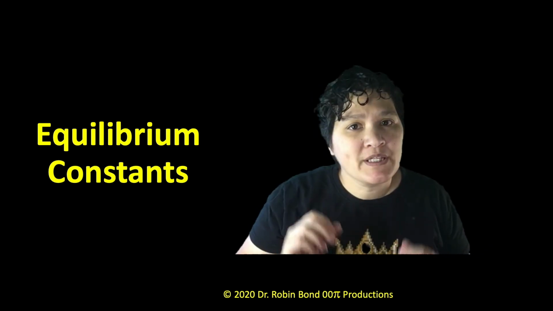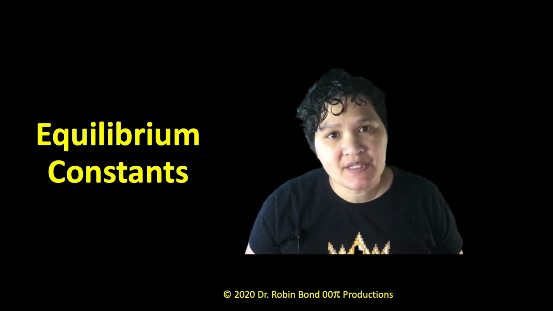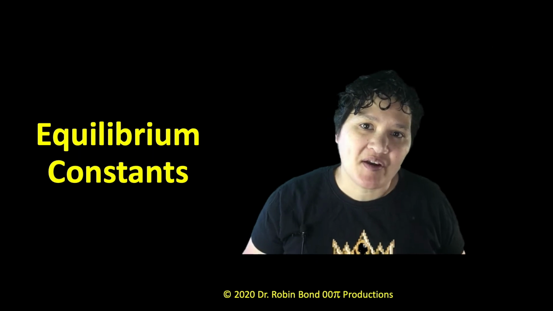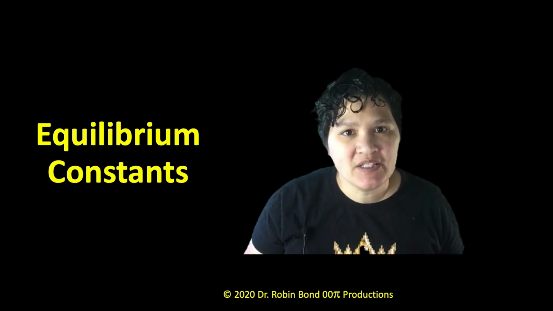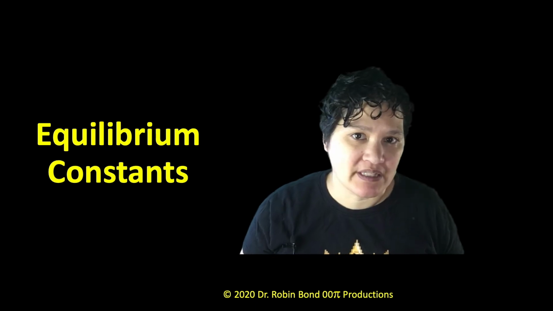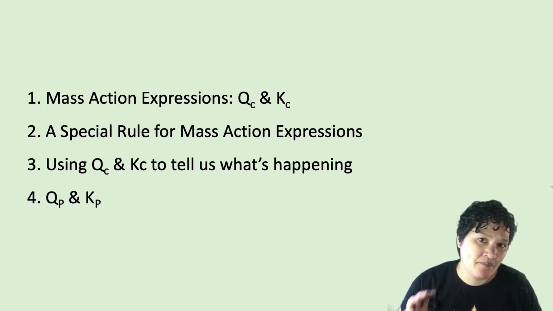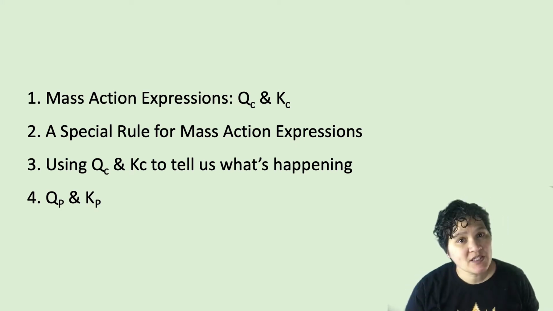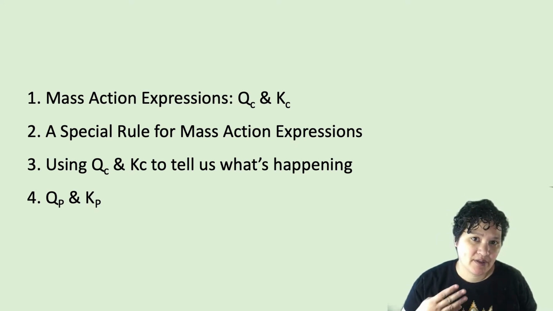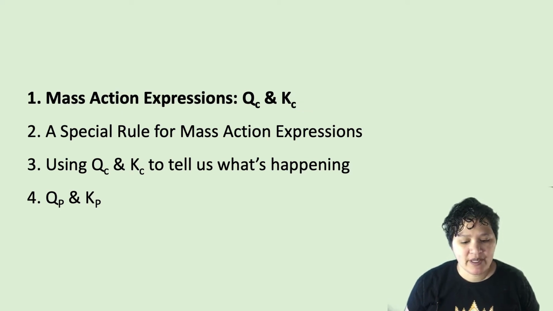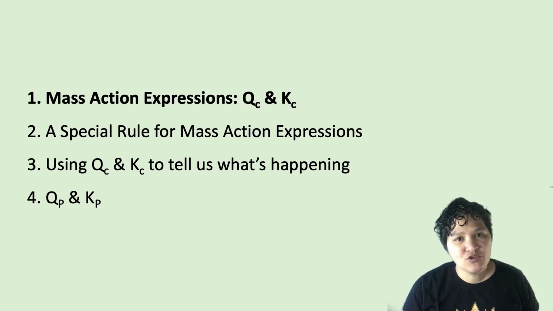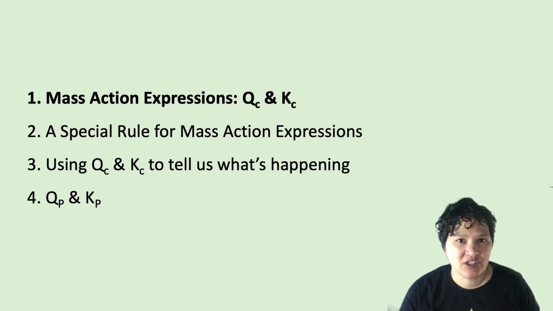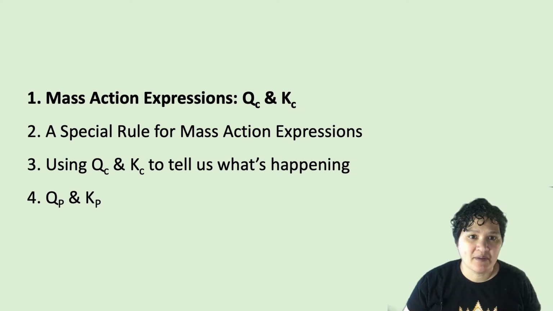In our last video, we talked about what chemical equilibrium is, and now we're going to talk about a few concepts related to equilibrium constants. So this video is going to cover a bunch of different topics related to equilibrium constants, and this is a basic overview of what we're going to cover, the four basic concepts. We're going to start with mass action expressions and the two ways that we apply the mass action expression when we're talking about forward and reverse reactions and what's going on.